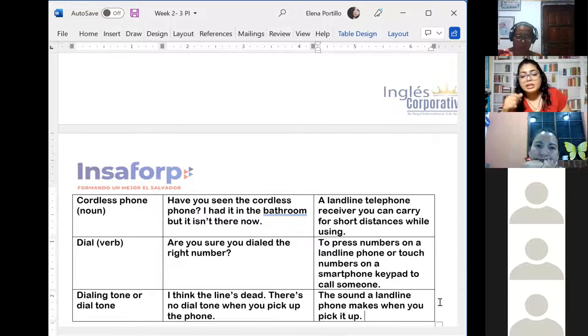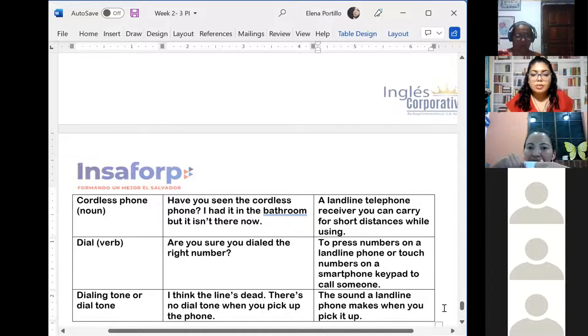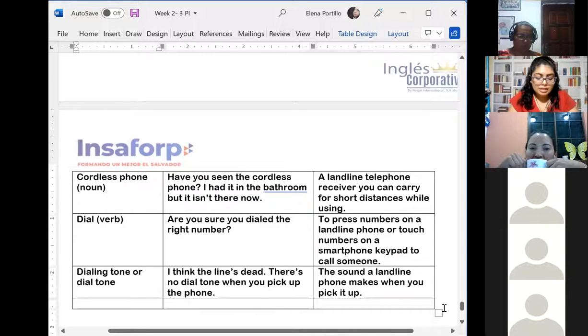And that's why the example says, I think the line's dead. There is no dial tone when you pick up the phone. Cuando levantamos el teléfono, oímos un sonido, un tono en específico. But in this case, when we don't hear that sound, we can say that is the dialing tone or dial tone. And we can say that the line is dead when we don't hear that sound. Now we have another verb here, that is this one, and it's hang up.